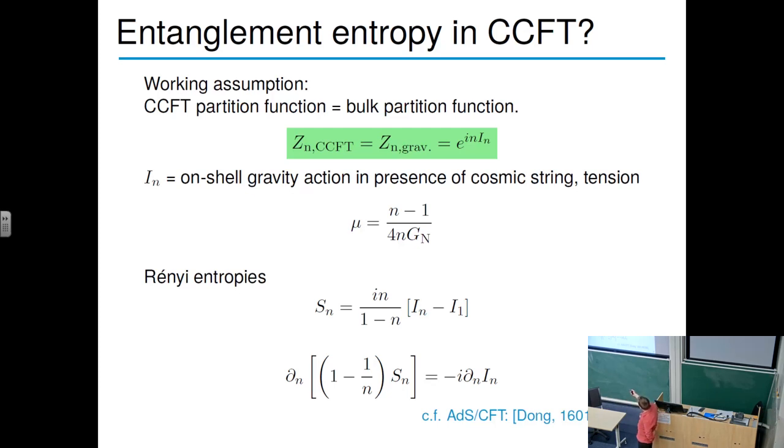Okay, so now if I assume this holographic relation between the partition function of the CCFT and the on-shell action, Rényi entropies become this in terms of the on-shell action. I can rearrange this slightly and differentiate with respect to n and obtain this differential formula, which, apart from this factor of i, also appears in AdS/CFT and Rényi entropies. And it turns out this is going to be a very convenient way to compute the Rényi entropies, because this derivative of the on-shell action is easy to compute.